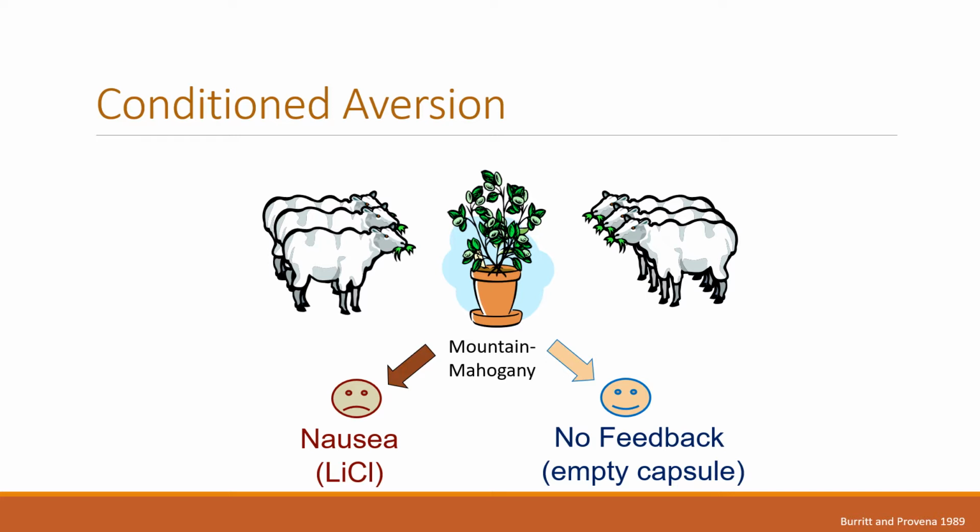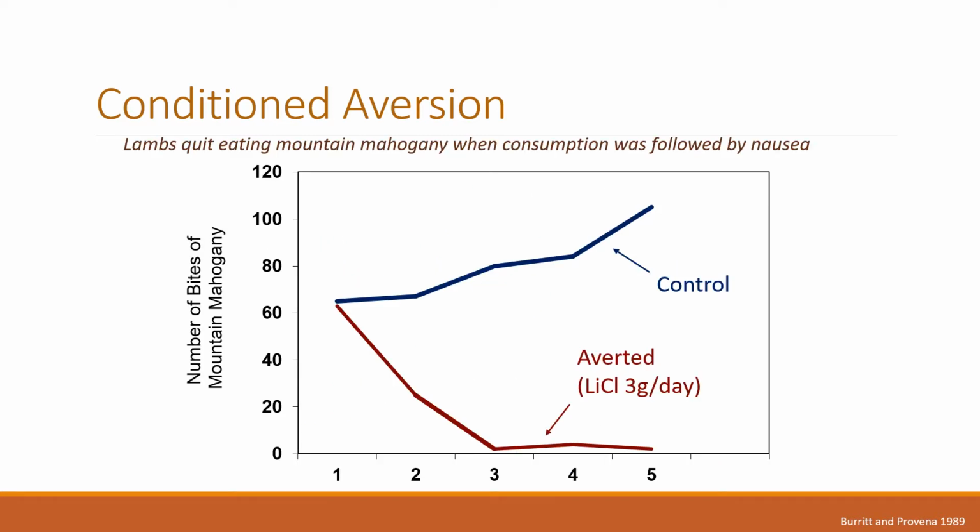And we would assume that the animals that got nauseous after eating mountain mahogany should go off of it. But how quick do you think that happened? It actually happened right away. On day 1 of this trial, the sheep didn't care. Both groups liked mountain mahogany, whether they were the control or the averted sheep. But after they ate the mountain mahogany, one group, as I mentioned, got lithium chloride, and by day 2, they were off of it. They cut their consumption radically.